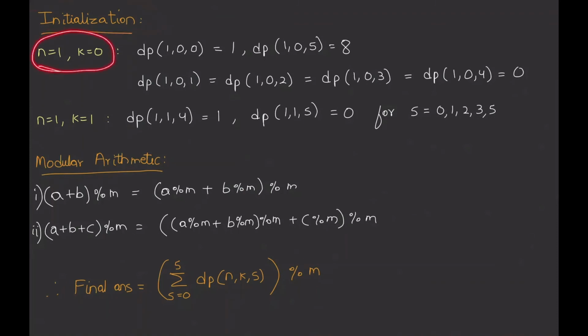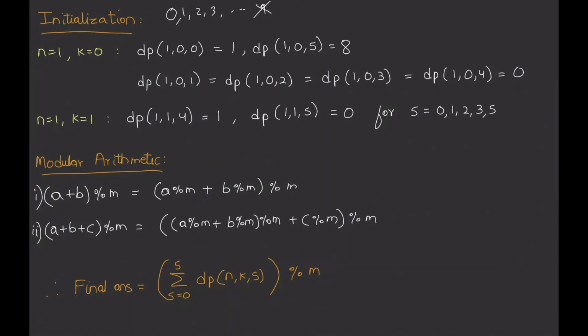So the case when n equal to 1 and k equal to 0, that means I'm searching for one digit numbers with no nines. So I can have the numbers 1, 2, 3 and so on, 0 also. But I cannot have a 9. So there are totally 9 choices. But it also depends on which state I'm in.